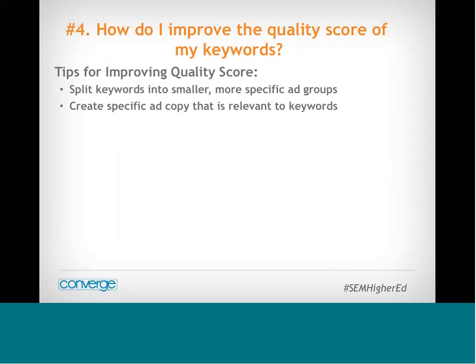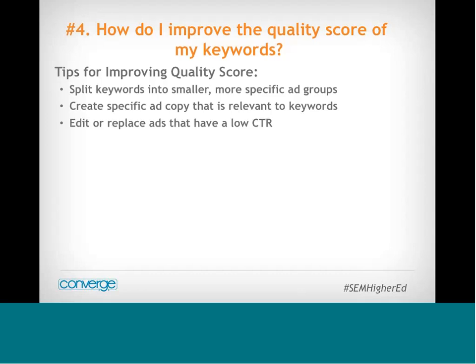Split keywords into smaller, more specific ad groups and create specific ad copy that is relevant to those keywords. For example, say you're trying to promote an MBA program. You might have keywords such as online MBA, part-time MBA. You really want to separate those keywords out into themed ad groups and create ad text that really relates to those. This should help increase your click-through rate significantly.